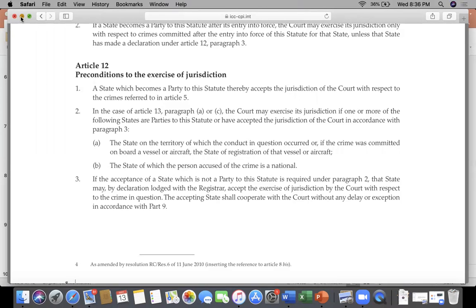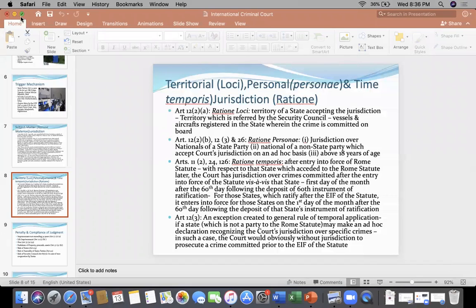It means that sometimes a non-state party, a state which has not signed and ratified the Rome Statute, but another country which has signed and ratified the Rome Statute, that country's case has been referred, and suppose in that case another state's national is also involved. Now in such a case, if the other state has itself lodged its acceptance of the court's jurisdiction, the national of that non-state party will also come under the jurisdiction of ICC.